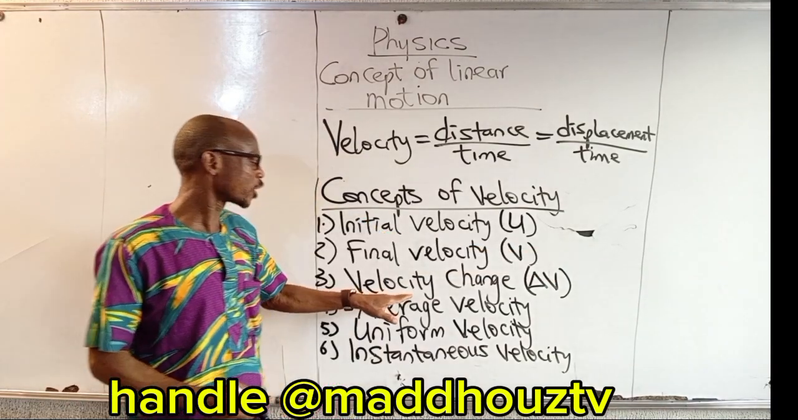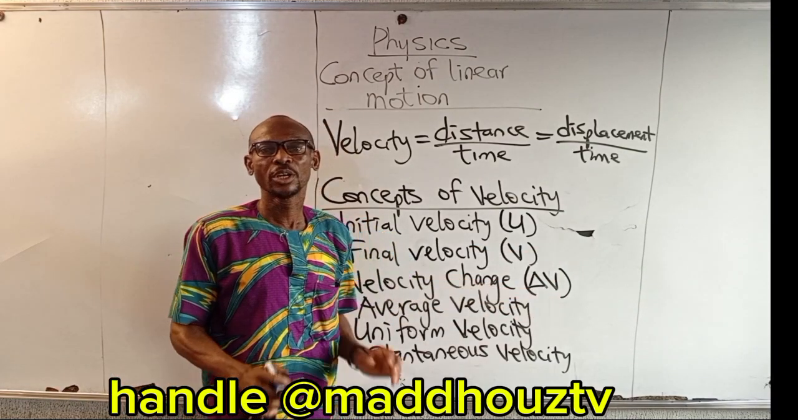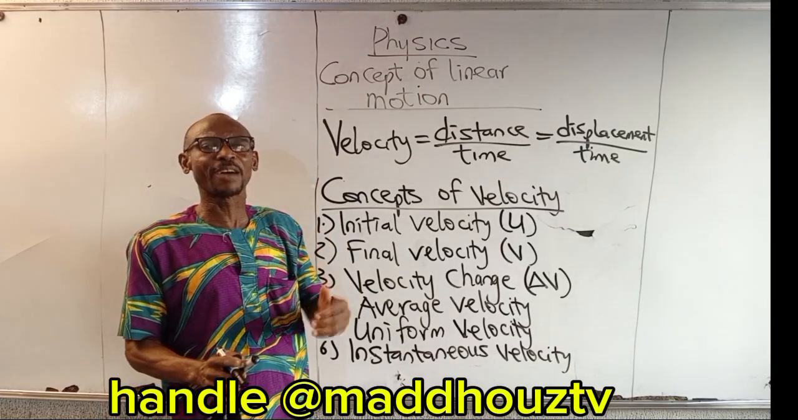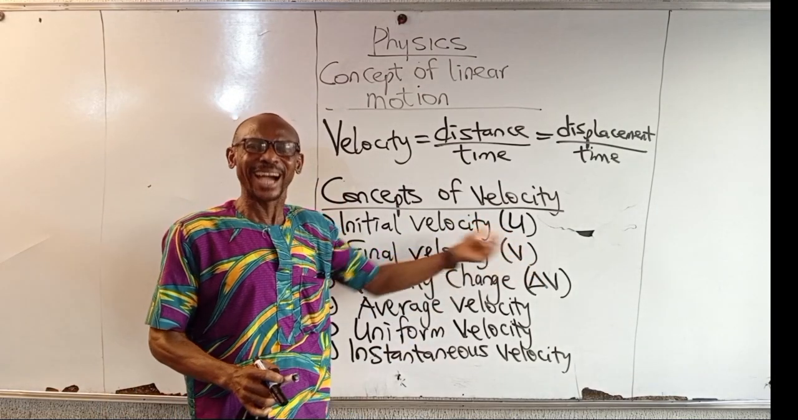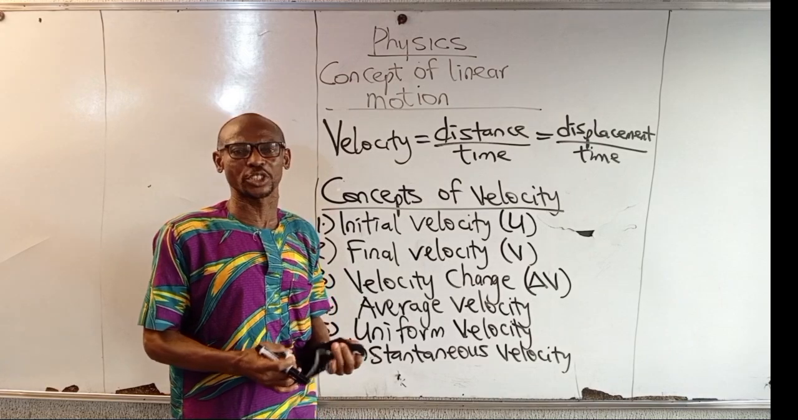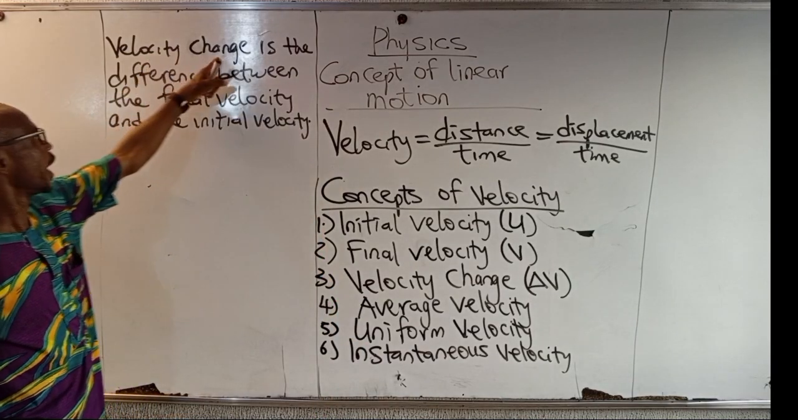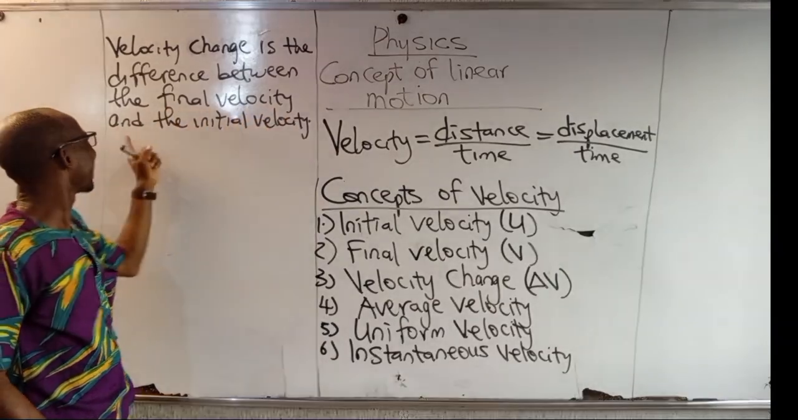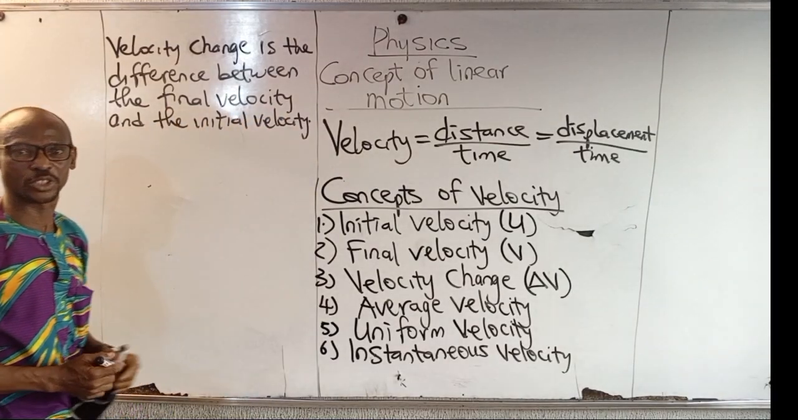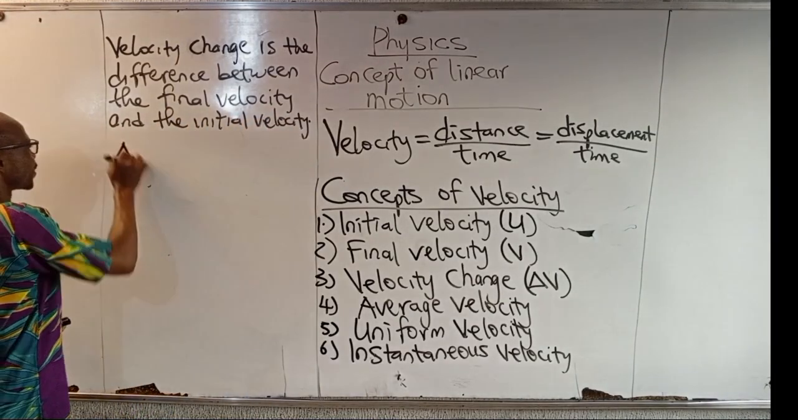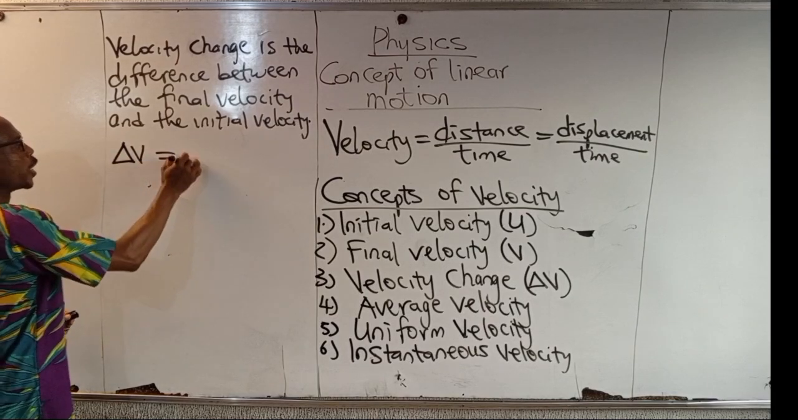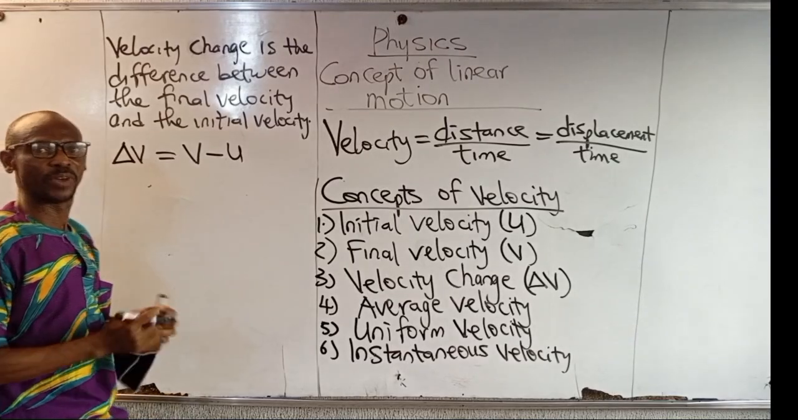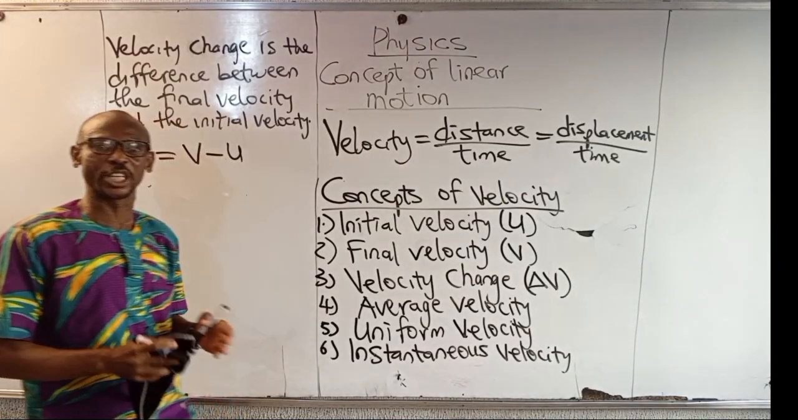Then we talk about what? Velocity change. Velocity change is the difference between the final velocity and the initial velocity. We can write it as this: velocity change equals final velocity minus initial velocity. That is our velocity change.